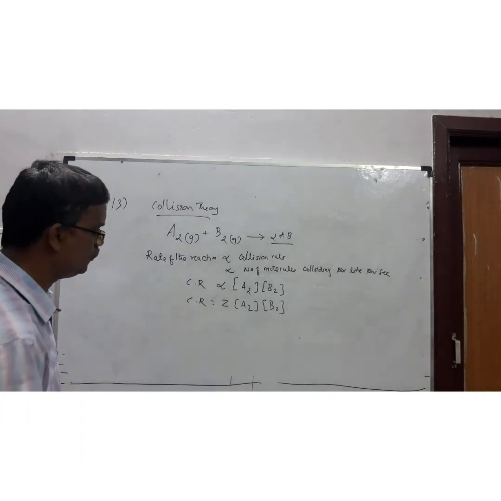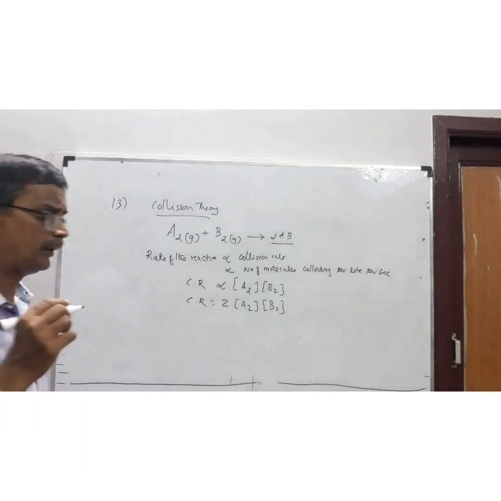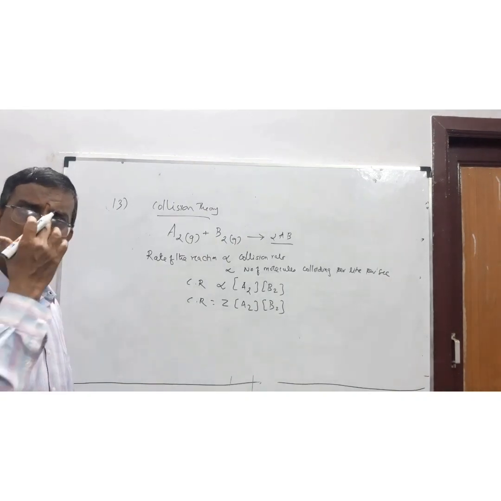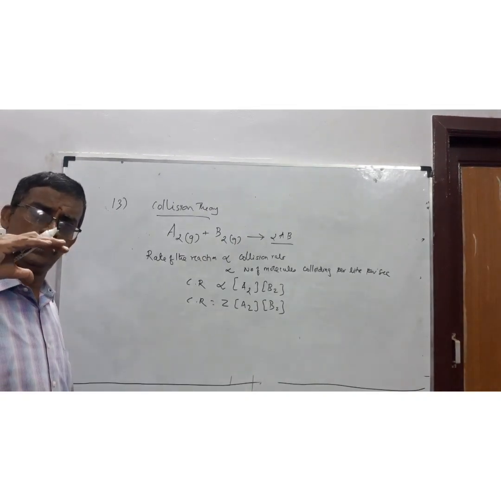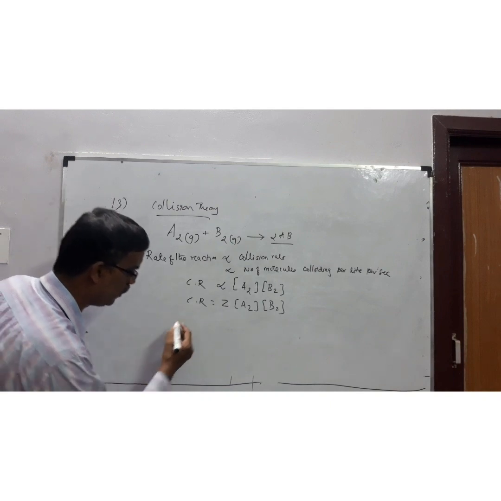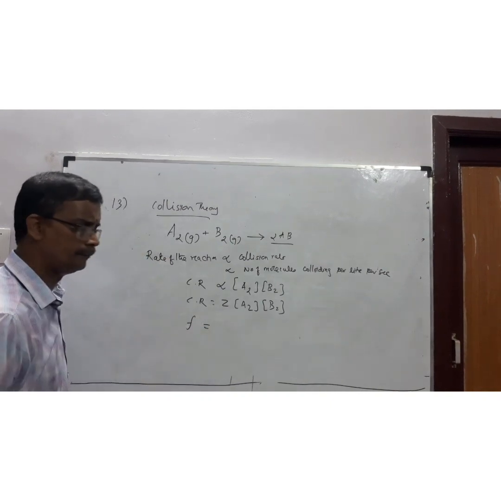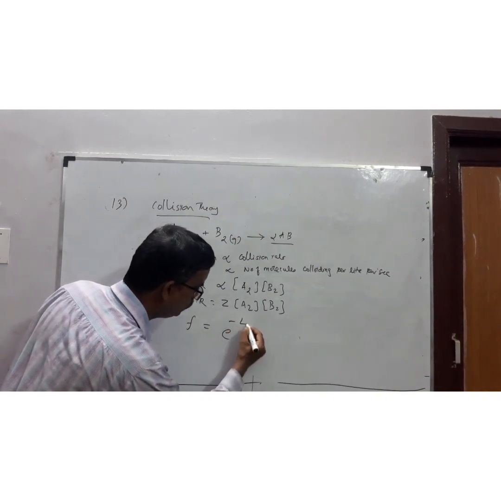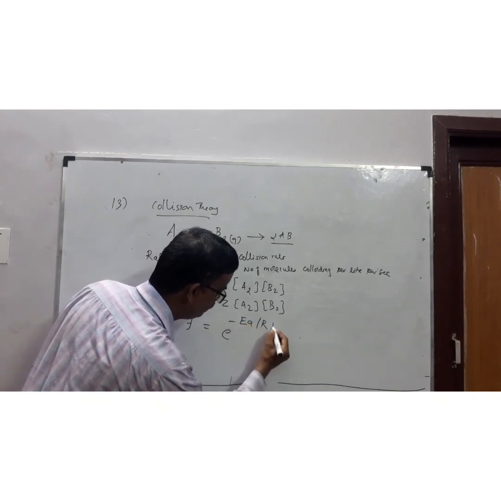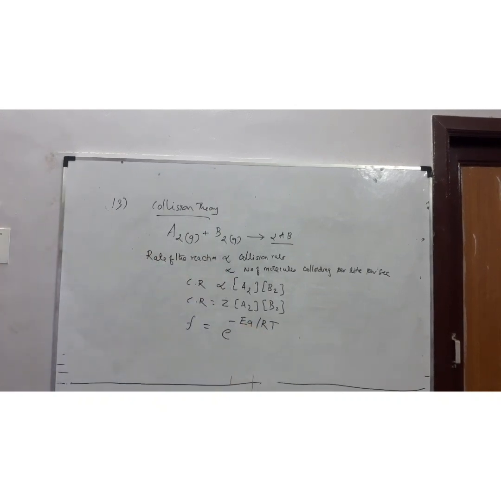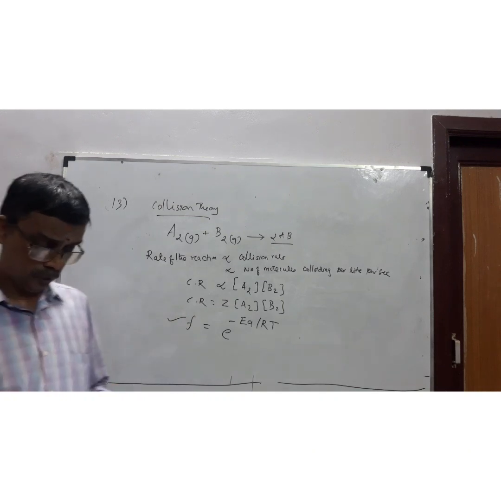Activation energy. So fraction of the effective collision, அதாவது எந்த molecules activation energy பெற்றிருக்கிறதோ அது fraction of the effective collision, given by the formula e to the power of minus Ea by RT. It is a fraction of the effective collision.